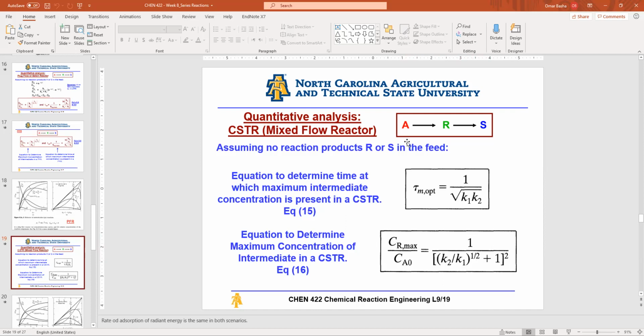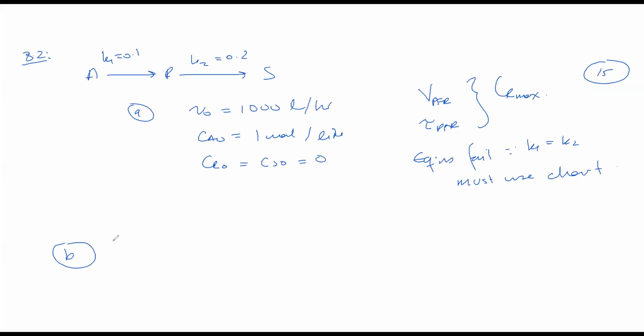So let's go to the whiteboard and let's use this. For a CSTR, the optimum tau, which maximizes my intermediate, is 1 over square root of K1 K2. K1 and K2 are both 0.1, so 1 over 0.1 is 10 minutes.